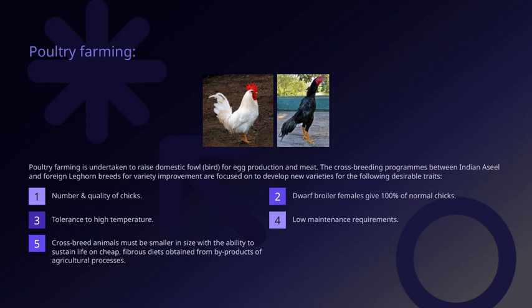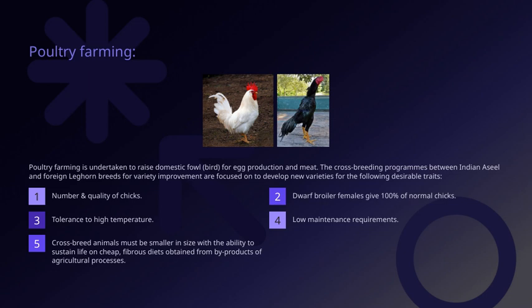For instance, we aim to improve the number and quality of chicks, which directly impacts productivity. Tolerance to high temperatures is also crucial, especially in our climate, ensuring the birds remain healthy and productive even in hot conditions. Another key trait is the size of the animals. Crossbreed animals are kept smaller, but still able to thrive on low-cost, fibrous diets made from agricultural byproducts. This makes poultry farming more sustainable and economical.